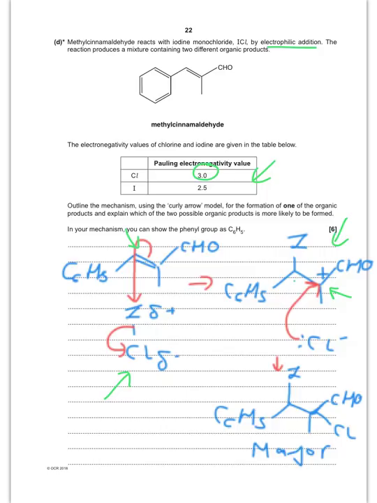If it had been the other way round, you would have put your carbocation there, which would have been a secondary carbocation and not so stable. Then in comes your Cl minus to add there to give you your major product, like so. So in addition to the major product that I've shown, you would also make the minor product. So the minor product is going to be C6H5, and then you're going to have your Cl attached there, and then here you would have your iodine attached, and then your aldehyde, like so. So that would be your minor product.